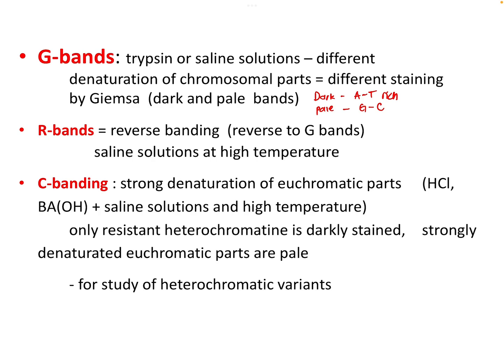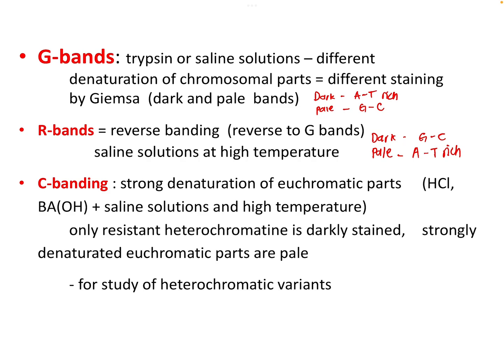And then for the reverse banding, this is just the reverse of the G band. We use a saline solution at high temperature to denature the proteins. So in here, the dark is due to the GC-rich components of the chromosomes, and the pale is due to the AT-rich components of the chromosome. And then for the C banding, we use a strong denaturation of euchromatic parts, meaning we denature the euchromatin.